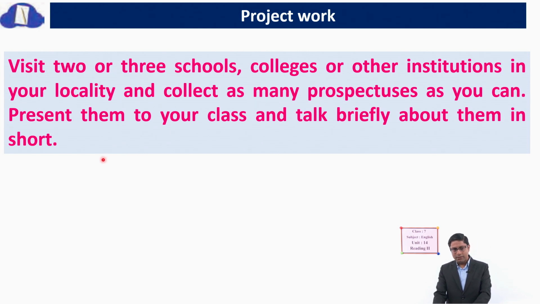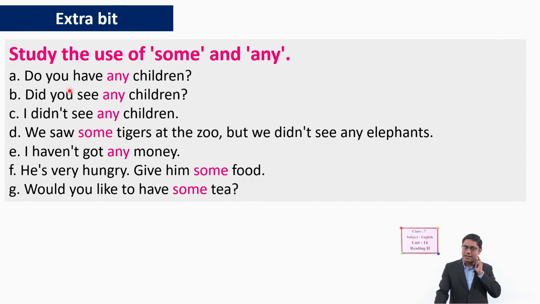Okay? Now, the last thing you need to look at, extra bit there. Do you see the extra bit section there? Right. You need to see the use of some and any there. You can see the sentences there, and you need to study. You need to find out the use of some and any. For example, if it is a question, we use any. If the sentence is negative, we use any. But if a sentence is positive, we use some, like that. Okay? You need to find out that.